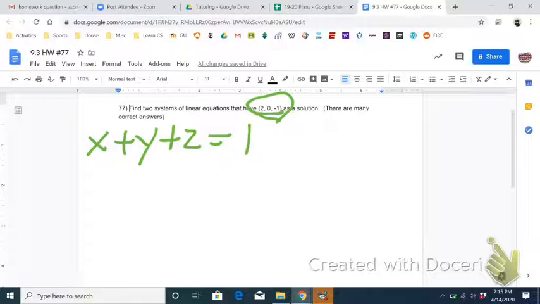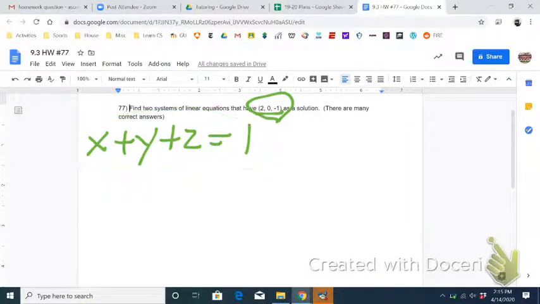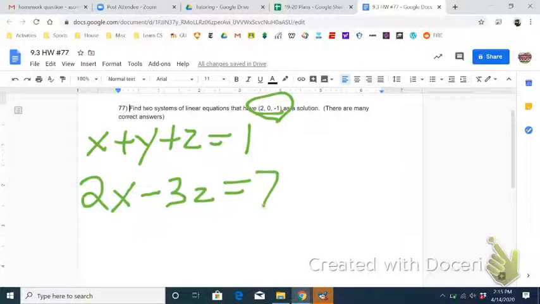Alright, now there are an infinite amount of values for x, y, and z that could work and equal 1. For example, 1, 0, 0; 0, 1, 0; 0, 0, 1; 5, -3, -1. All those ordered triples would work here, which is why we need another equation. So let's see what happens if we double x, don't even use y, and subtract 3z. Well, that would be 2 times 2 is 4, minus 3 times -1 would be 4 plus 3, so it's 7.